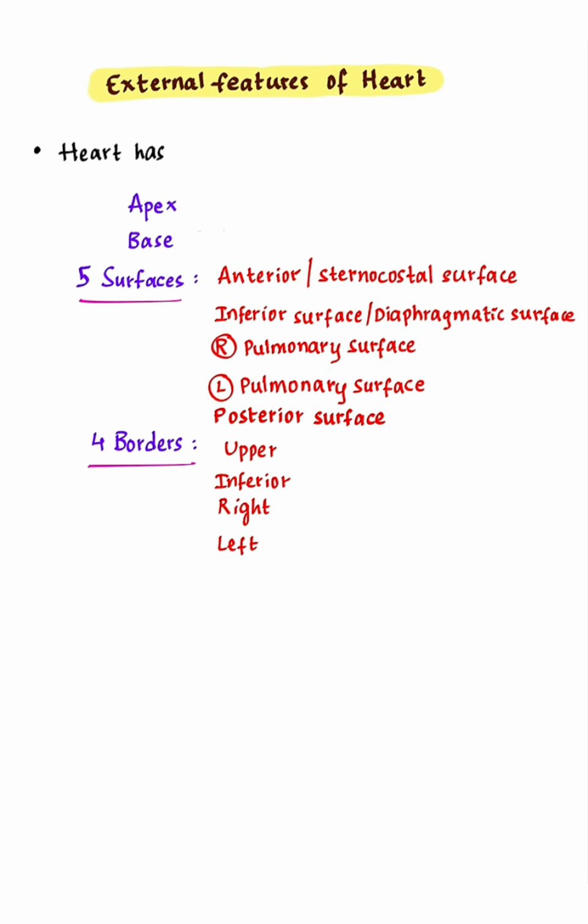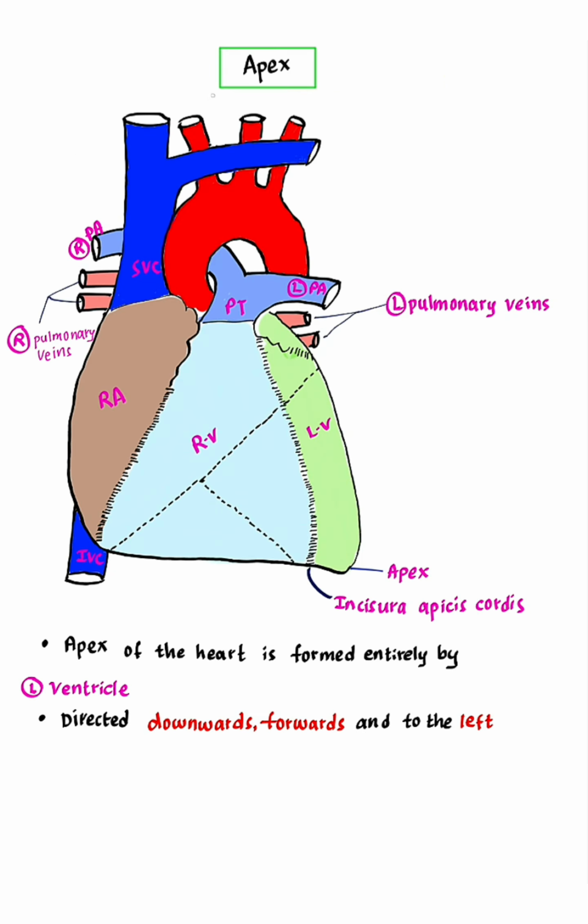External features of the heart. The heart has an apex, a base, five surfaces, and four borders. Apex. The apex of the heart is formed entirely by the left ventricle. It is directed downwards, forwards, and to the left.